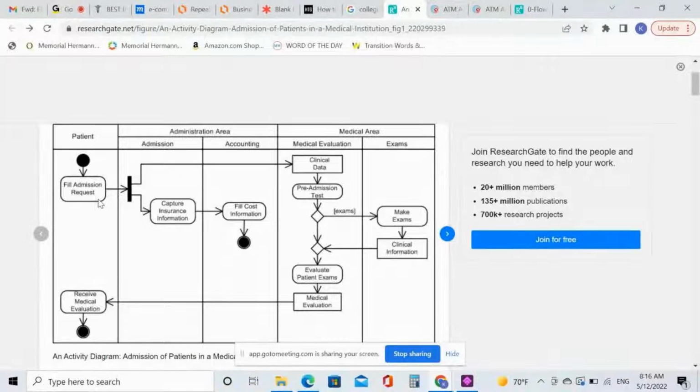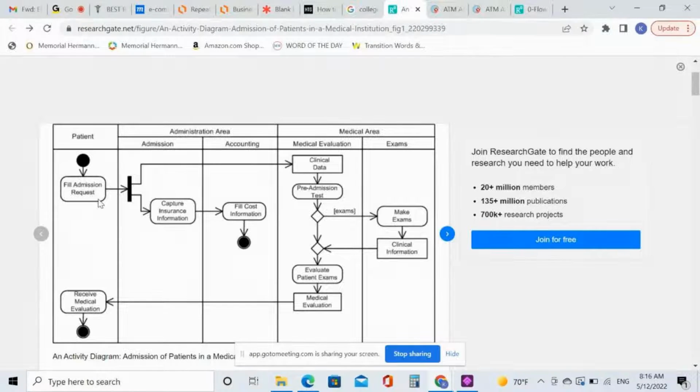Okay, so the patient comes to visit the hospital, and there are three entities here: patient admission area, like who take care of the account, I mean the money things, and the other is the medical area, like doctors and all. There are three entities here.